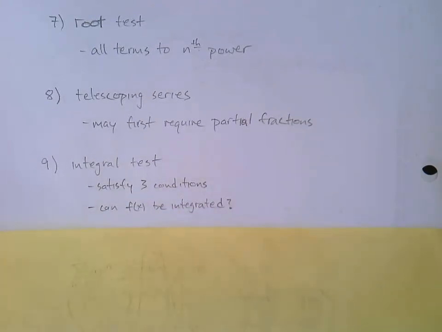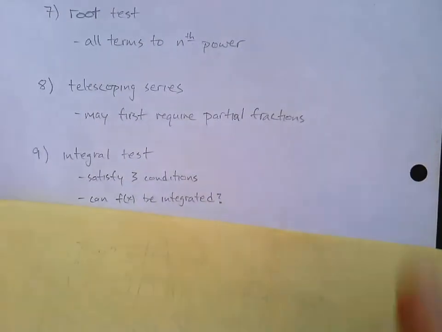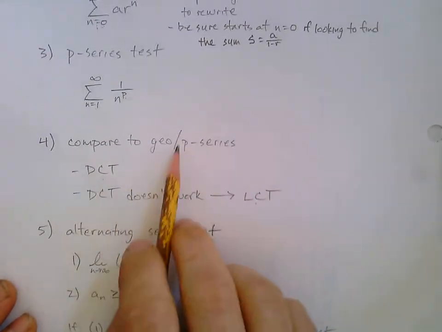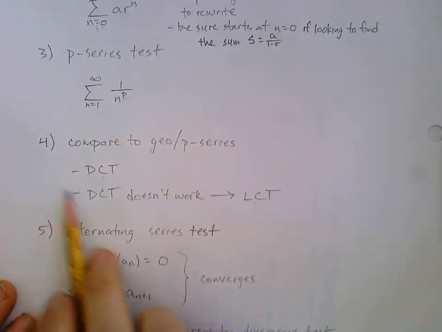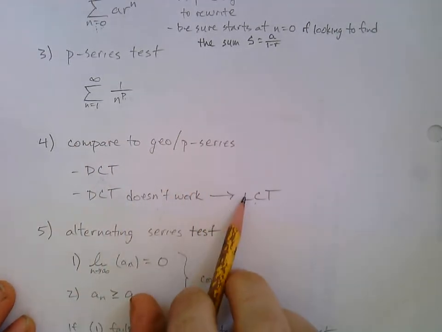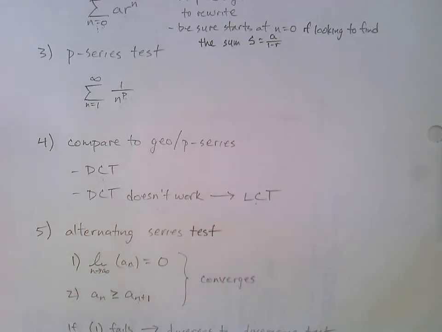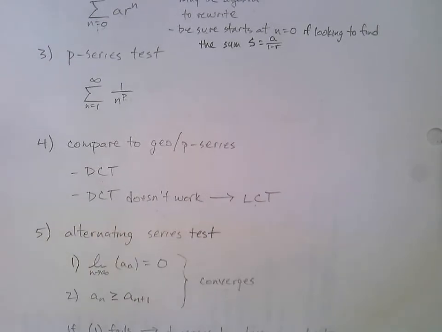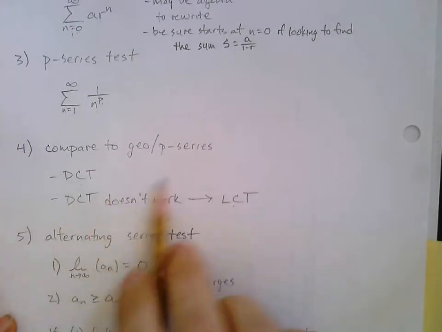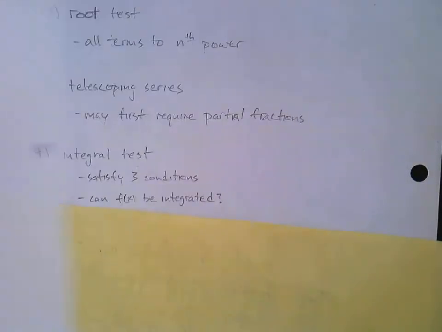Okay, so my list only includes 9 when there's actually 10. Why is that? Well, go back here. I really think of these as like one step in my strategy. DCT and LCT I sort of consider together. So technically there are 10 tests, but I lump those as one.